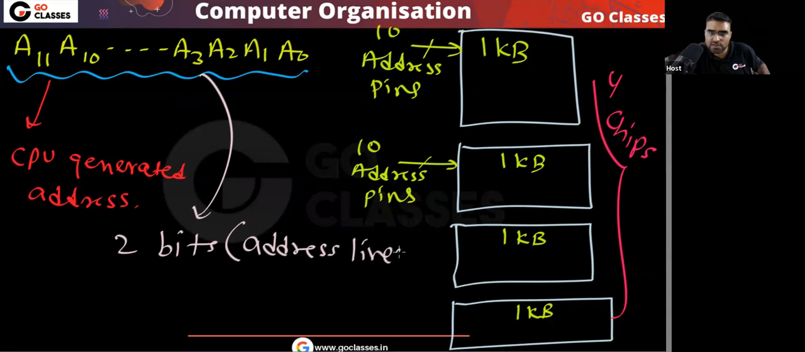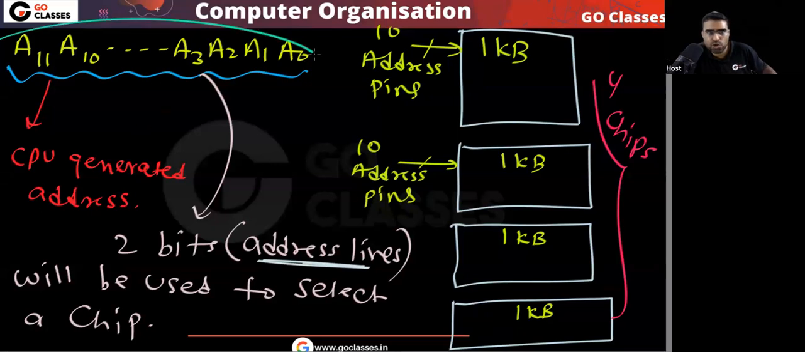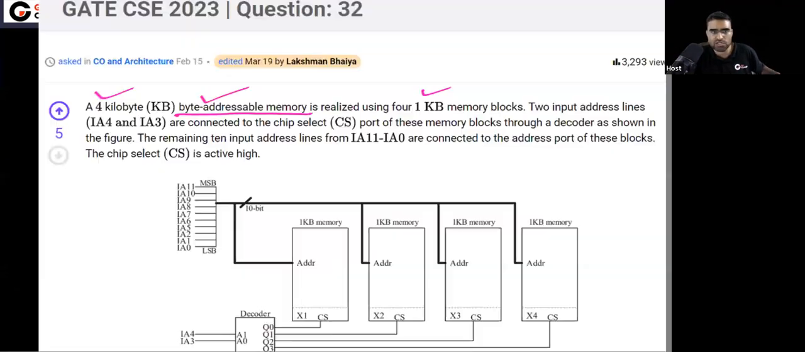2 address lines will be used to select a chip. Agree? Is this clear? So very simple. Remember, 2 address lines out of the total 12 address lines you have. These 2 address lines will be used to select a chip. Now read the question carefully.